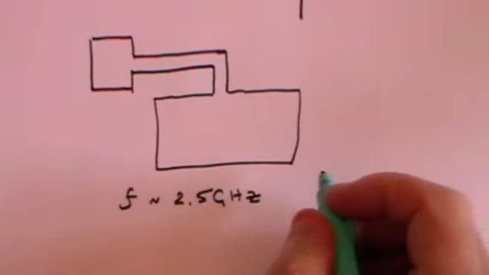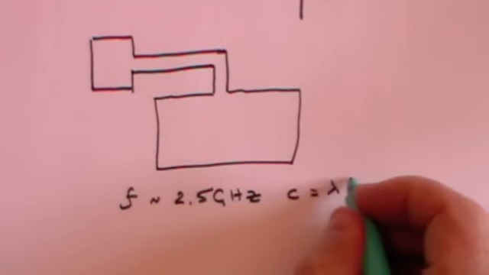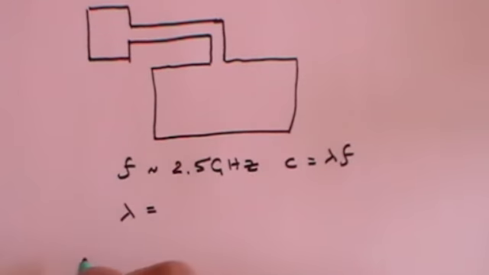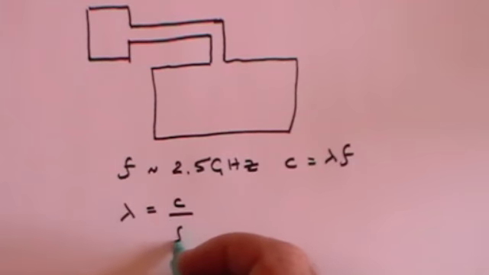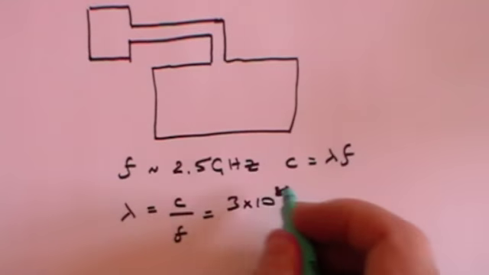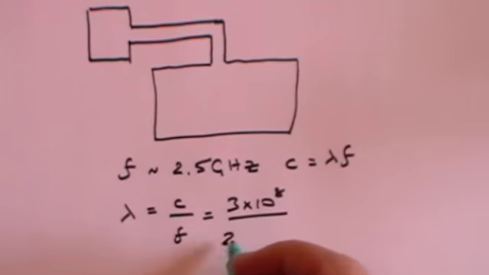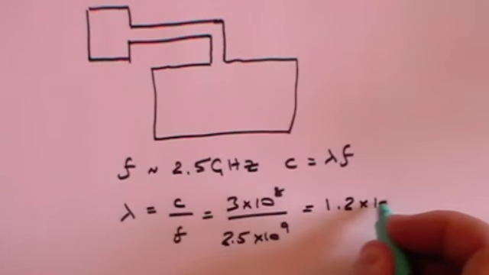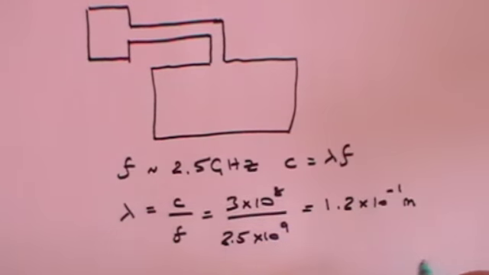And if you remember that the speed of light is equal to the wavelength times the frequency, that means that the wavelength will equal the speed of light divided by the frequency, which is 3 times 10 to the 8th meters per second divided by 2.5 times 10 to the 9 hertz, and that comes to 1.2 times 10 to the minus 1 meters, or if you like, 12 centimeters. So the microwaves have a wavelength of about 12 centimeters.